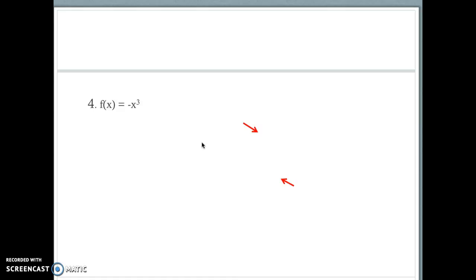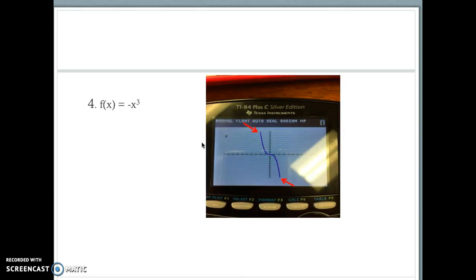Now we have the function f of x equals negative x cubed. So here is my calculator when I went ahead and graphed this in my y equals. Notice that as x approaches infinity, as x goes over here to infinity, our function of x is going down, so it's heading towards negative infinity. As our x approaches negative infinity, or goes this way, our function of x is positive infinity, it's going up.